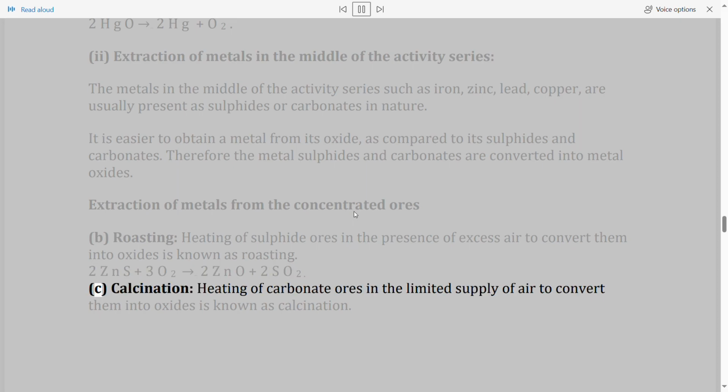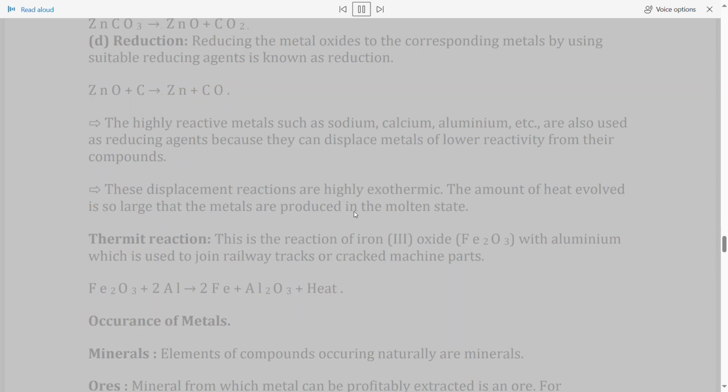C. Calcination. Heating of carbonate ores in a limited supply of air to convert them into oxides is known as calcination. ZnCO3 gives ZnO + CO2.